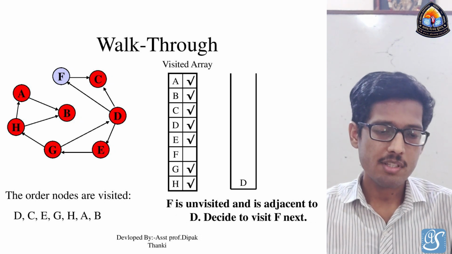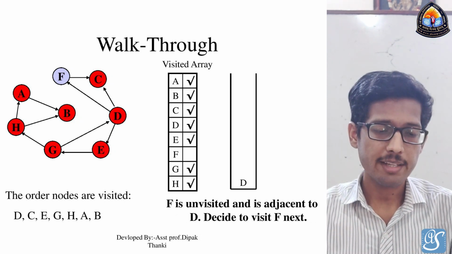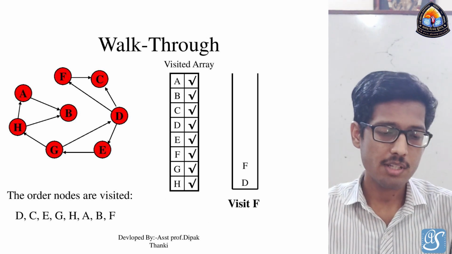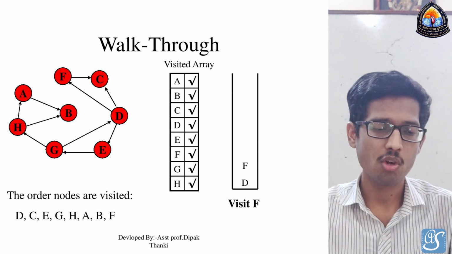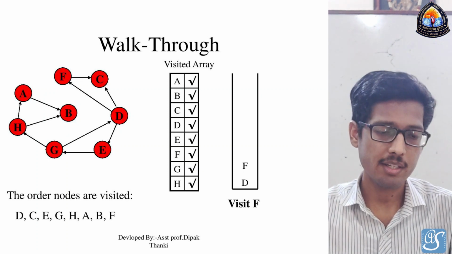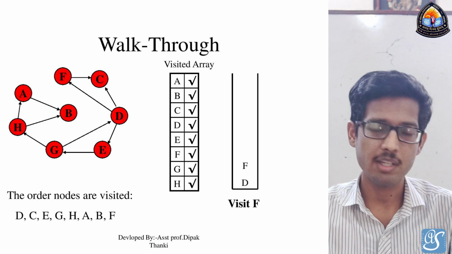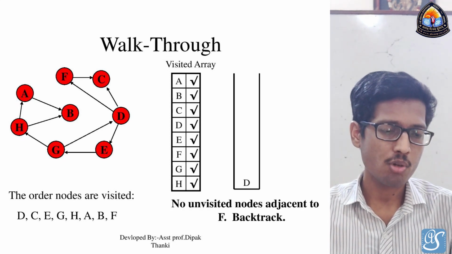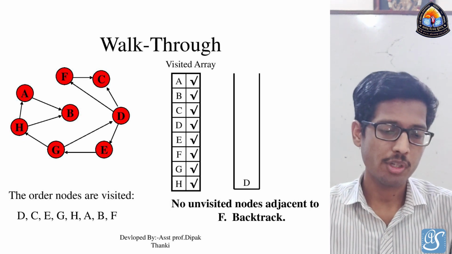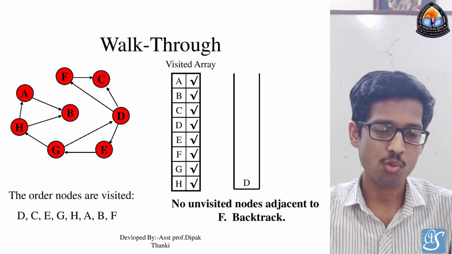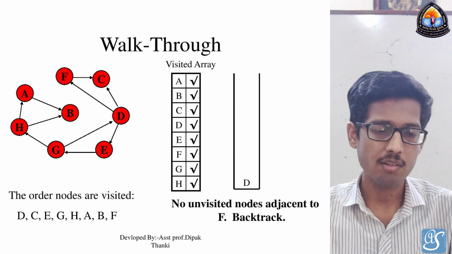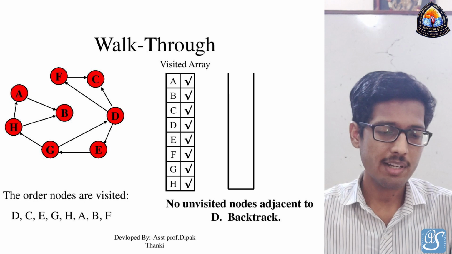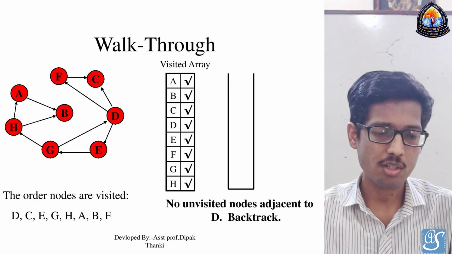Now at last F is unvisited and is adjacent to D, so we decide to visit F next. Here you can see the last node has been highlighted, ticked in the visited array, and we have already inserted and pushed it. Now no nodes are left. So here no unvisited nodes are adjacent to F. Again backtracking, only one node, D, is available. Now at last no unvisited nodes are adjacent to D.